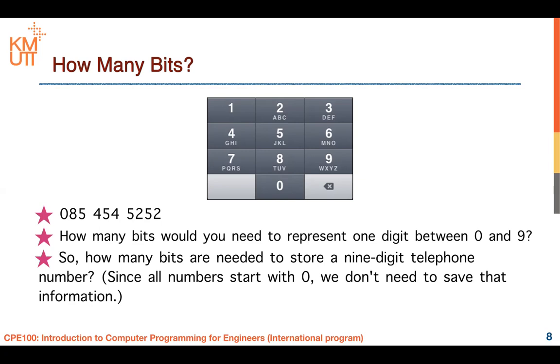Even in this slide we ignore the 0, but let's think like this. If I want to keep 10 digits, including 0, how many bits do we have to use? Zero to nine, we have 10 possibilities. So for each digit, we have to keep 4 bits, and we have 10 numbers to keep. So the number of bits will be 4 multiplied by 10, which is 40 bits.